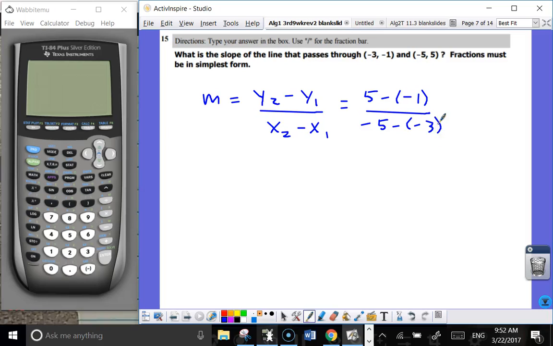At some point, you could just put this in the calculator and let it finish, right? But what is 5 minus negative 1? 6. What is negative 5 minus negative 3? Negative 2. So 6 over negative 2 equals negative 3.